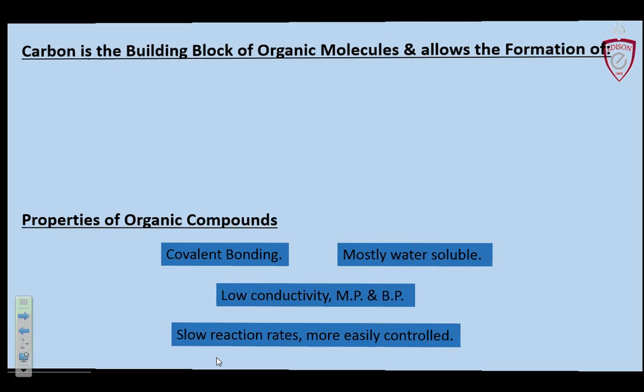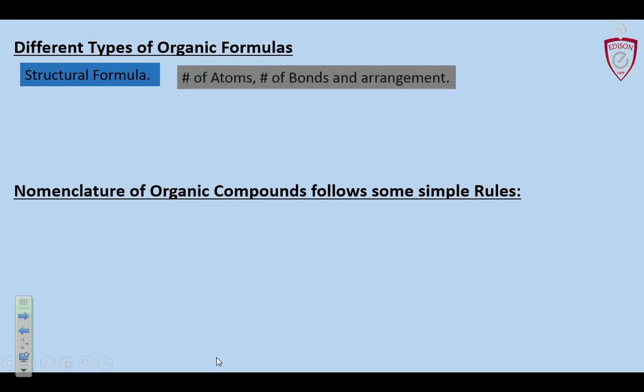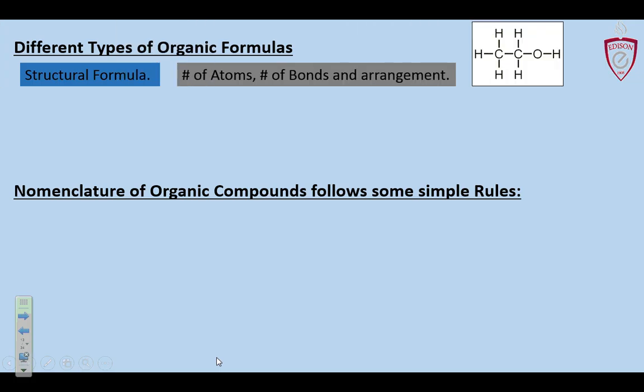This is true. Here we go. Different types of organic formulas. There are 3. The first is a structural formula. These show you the number of atoms, the number of bonds between those atoms, and exactly how they're arranged in 3-dimensional space. Basically, this is about the most information we could give you.